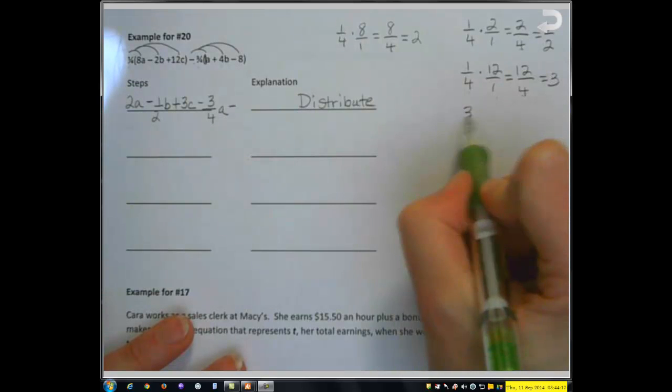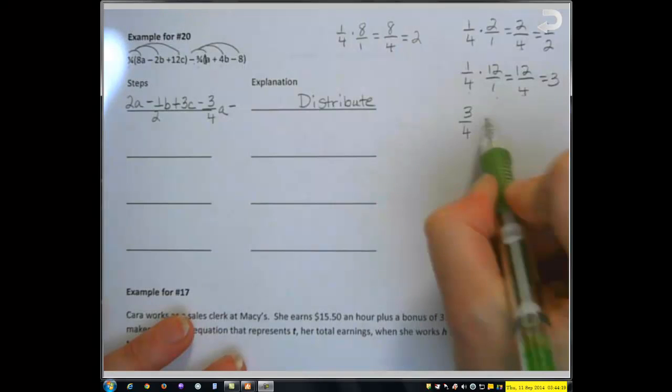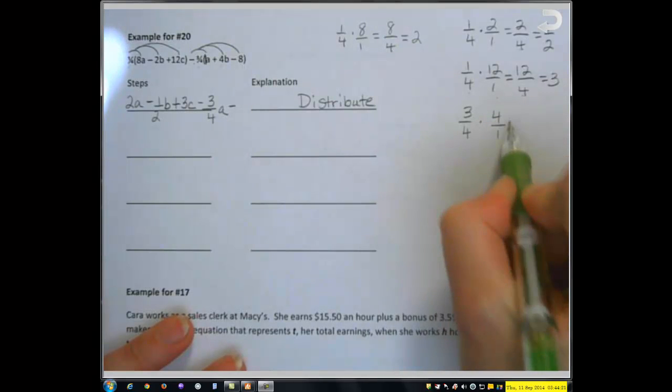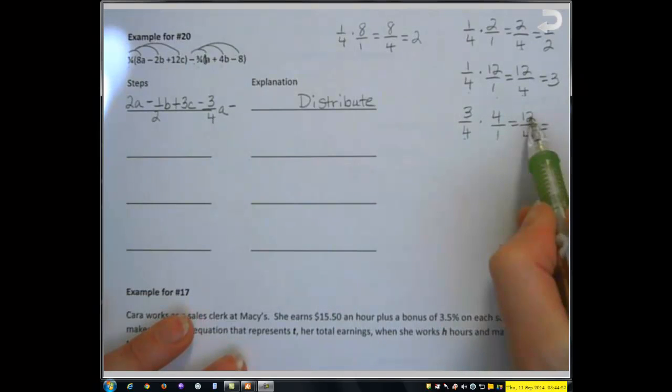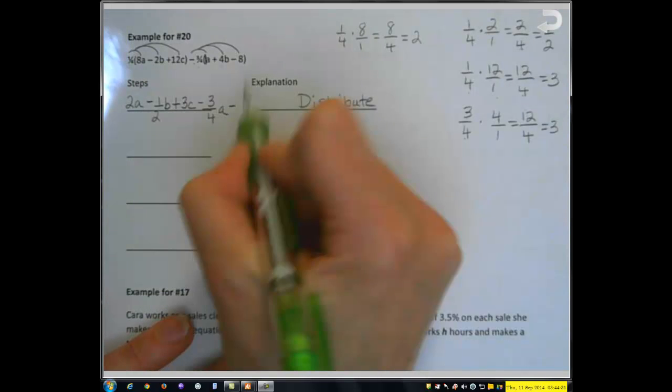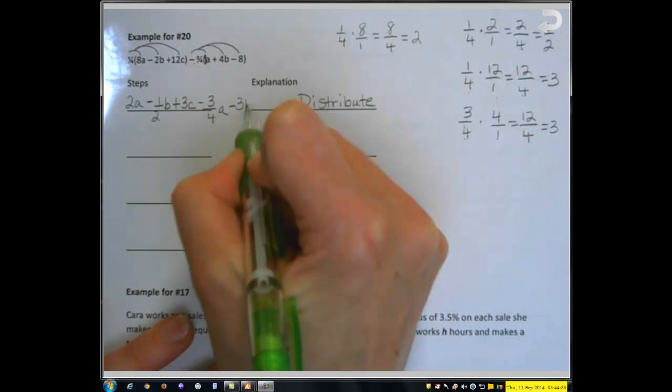Now let's multiply 3/4 times 4. 3 times 4 is 12. 4 times 1 is 4. 12 divided by 4 is 3. So we write minus 3b.